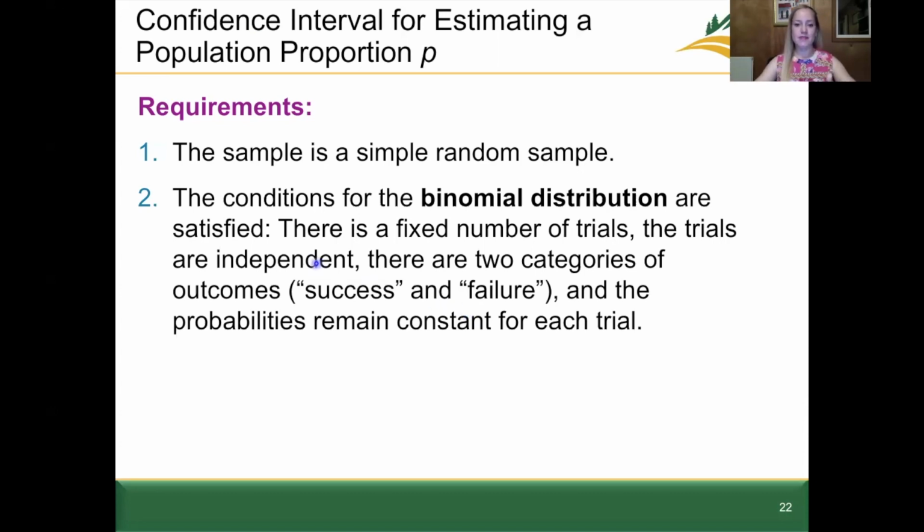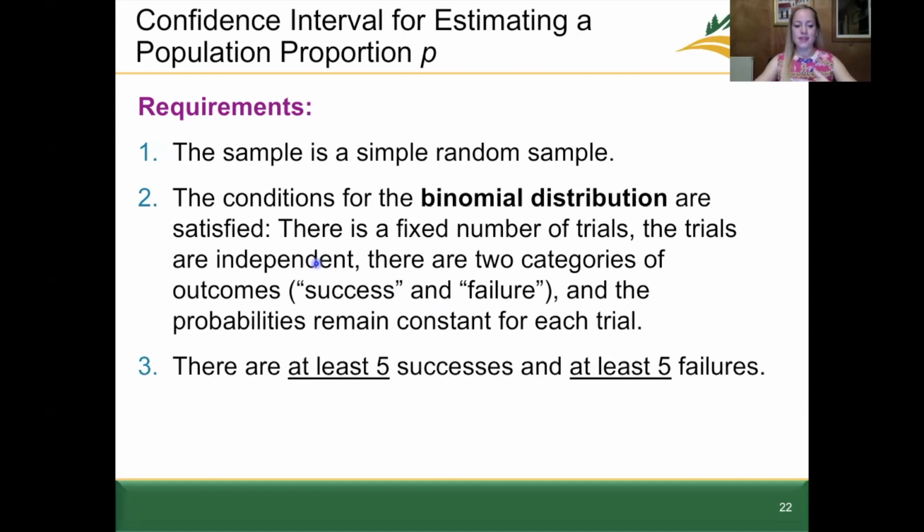And this independent factor here means that what happens at the first trial has no influence on what would happen on the 100th trial. Number 3, there are at least 5 successes and at least 5 failures. Again, we need a larger data set in order to have a more unbiased estimate of a sample to represent a whole population.